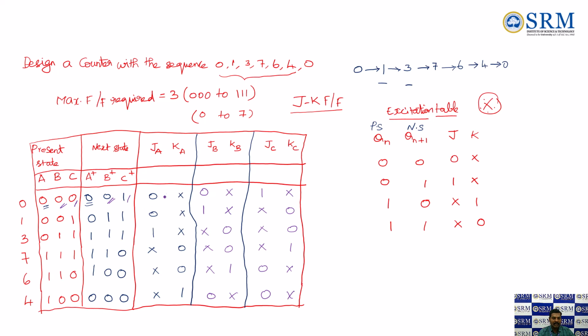So keep in mind, in order to obtain this JA, KA, I am going to first compare A with A plus, that is my present state with next state. After analyzing these inputs, that is the JK flip-flop inputs JA KA, JB KB, JC KC, there are 3 flip-flops. Now we are going to do the K-map for the given expression, right?